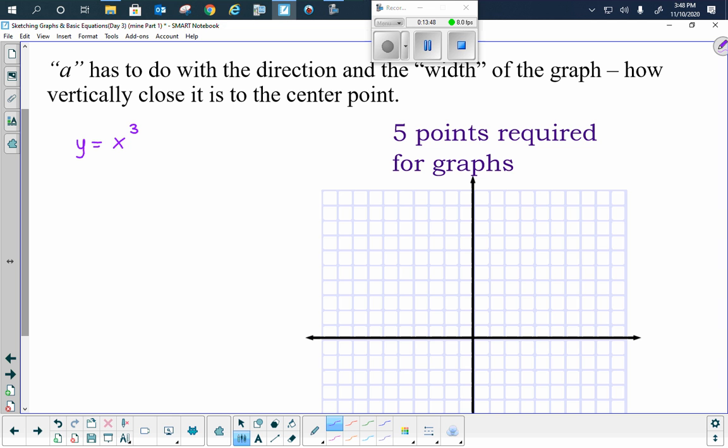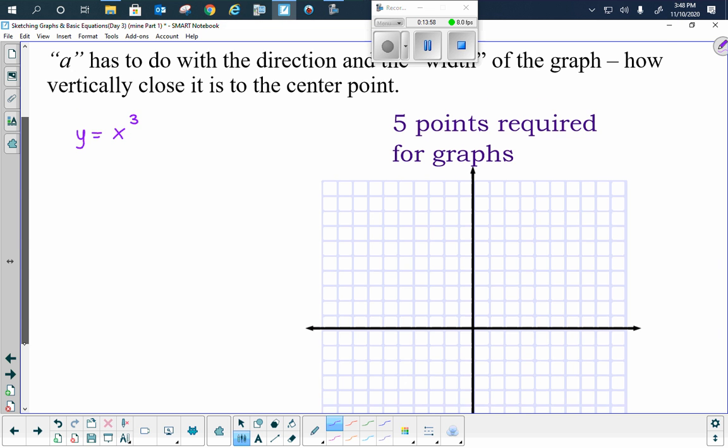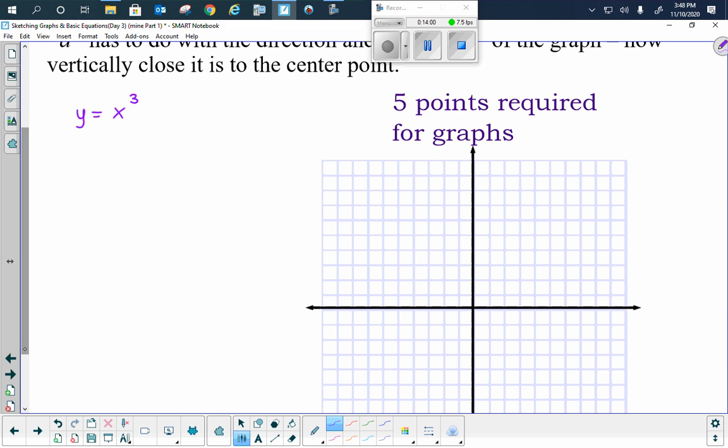and of course, you could go through and just plot some points, but I want to go through the difference between y equals x cubed and y equals 2x cubed. So why don't you plot points for y equals x cubed and also y equals 2x cubed, and come back and join me and we'll look at the differences.